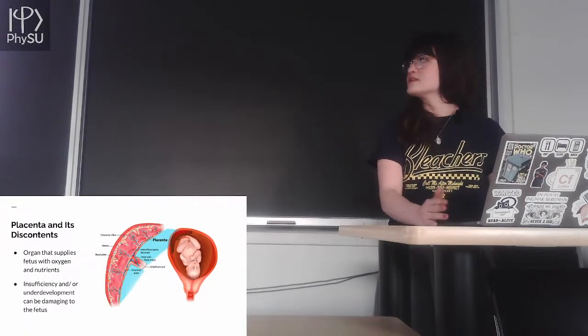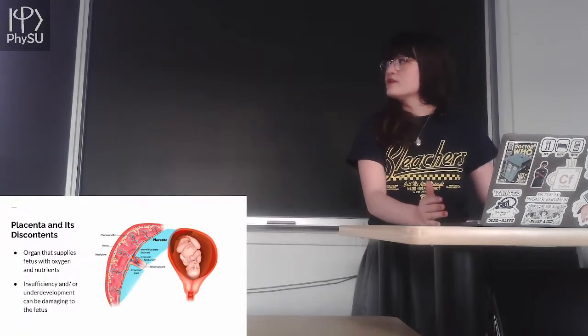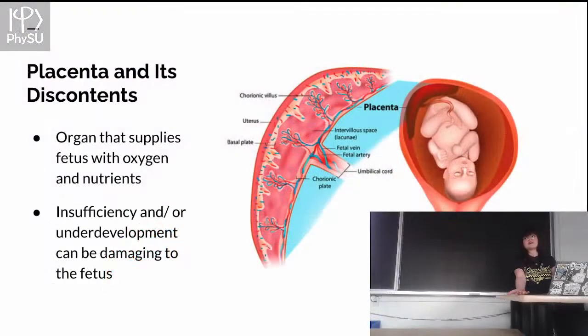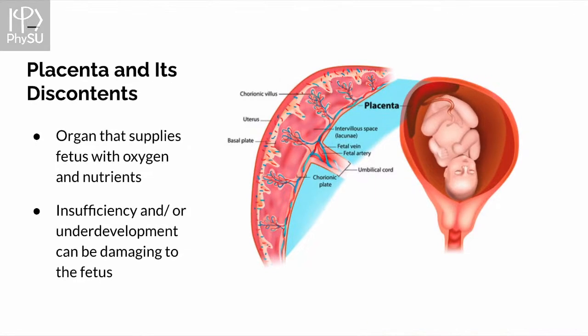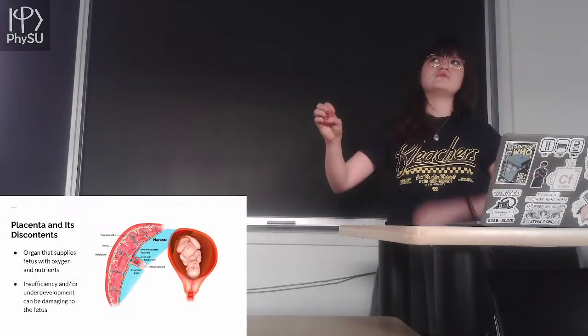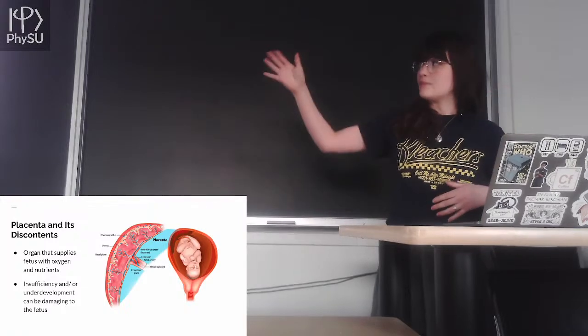So what is the placenta actually? It is an organ that supplies the fetus with oxygen and nutrients, and insufficiency or underdevelopment or damage, depending on what you do to the pregnant mouse or individual, can be damaging to the fetus and lead to issues down the line. So it's interesting to examine how insufficiency actually affects the fetus, and in order to do that, you have to have an idea of what the standard should be, what the general size should be, what it should look like without any perfusions or mistreatment, and then extrapolate that to what happens to said fetus.